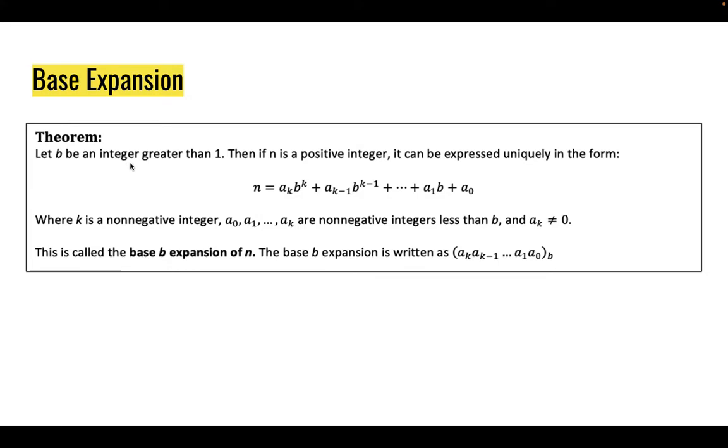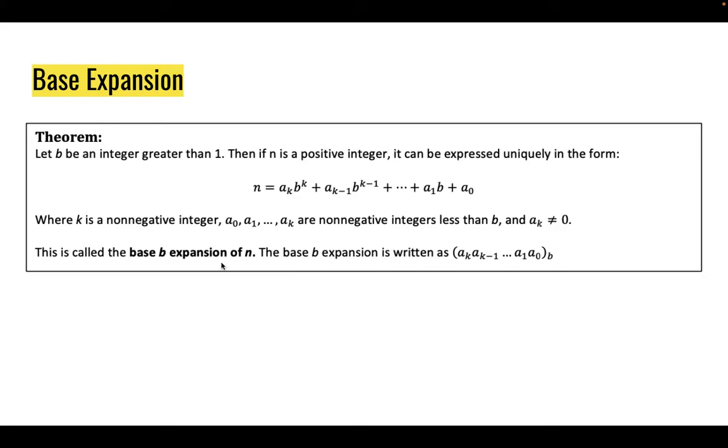Let b be an integer greater than 1. Then if n is a positive integer, it can be expressed uniquely in the following form. Base b expansion of integer n means I can take any integer n and write it as a sum of different powers of this base b. Here, all the a's are called the coefficients, k, the power of b, is a non-negative integer, and all the a's are also non-negative integers.